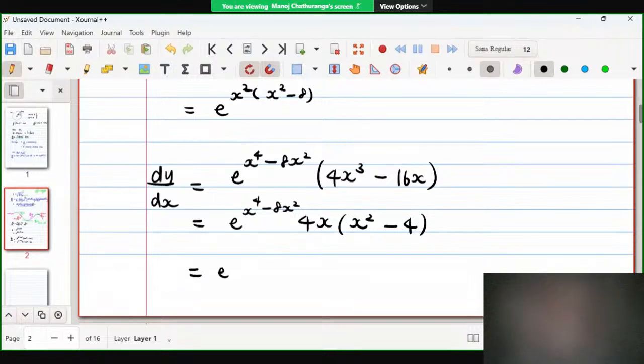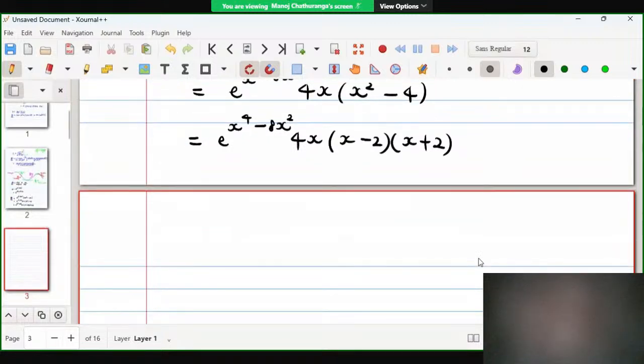We can factor this quadratic part again, because it is a difference of two squares. So this is the derivative.